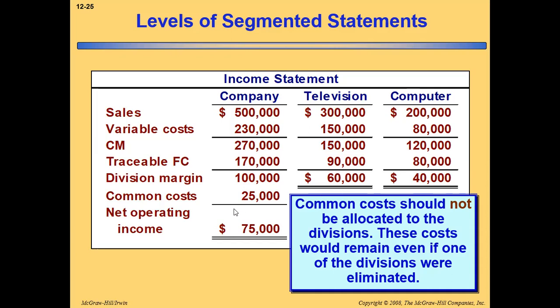Yes, sir. Okay. Now common cost you will not allocate to the segment. It will be deducted from the total amount, total contribution margin. Like you see, 5 lakh in total. Variable cost in total it is 2 lakh 30. After deduction, they have a total margin of 1 lakh. Now from that 1 lakh, they will deduct 25,000.